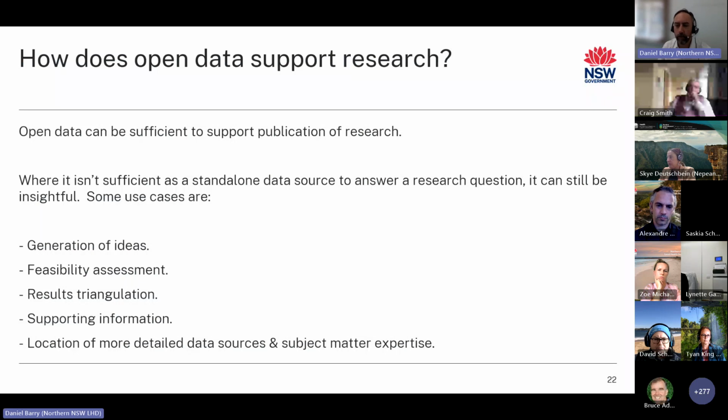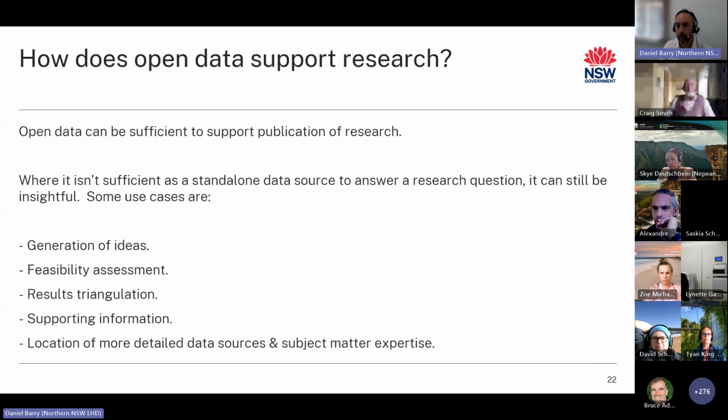And I guess some examples of those questions are situations like policy changes. So the example I've got here is a change to an MBS co-payment for a particular service might change the balance of patients seeking that form of care in the public health system versus general practice. And that might be the kind of thing that you can see through open data sources.